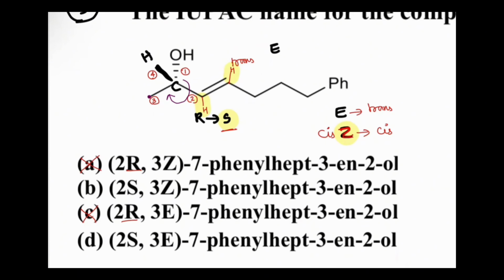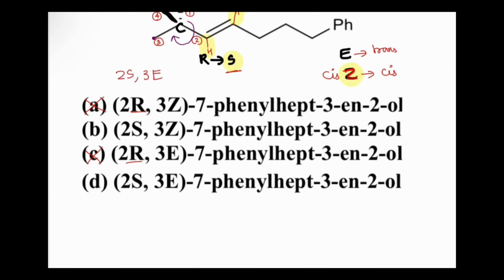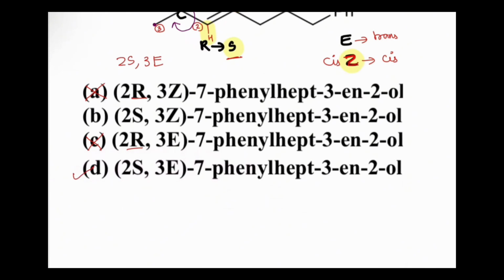And if I number this molecule, this is the first carbon, second carbon, third carbon. On the second carbon, we are having 2S. And on the third carbon, we are having a double bond, which is having E as the configuration. So the answer will be 2S, 3E. So in the given options, the answer will be D because we are having 2S, 3E here. So the answer is D.